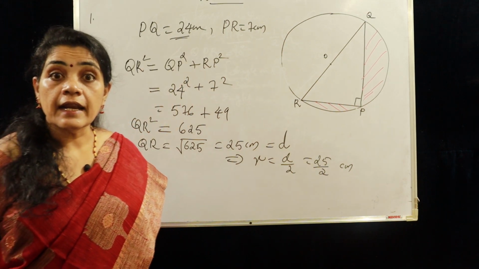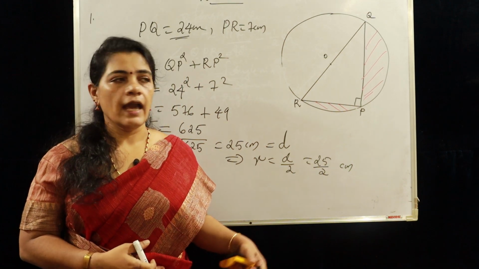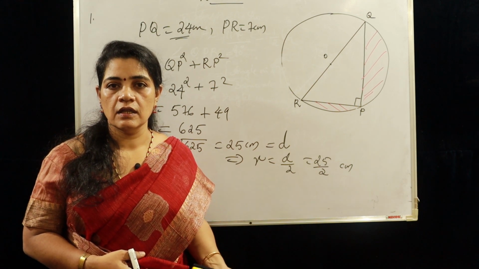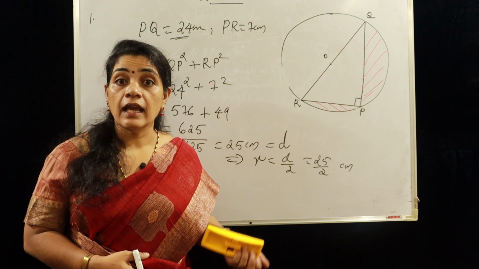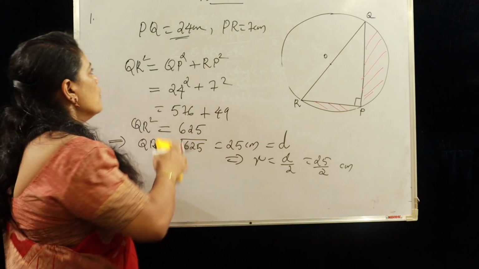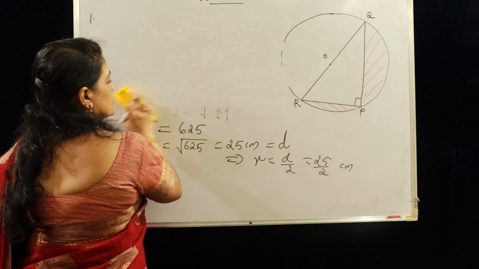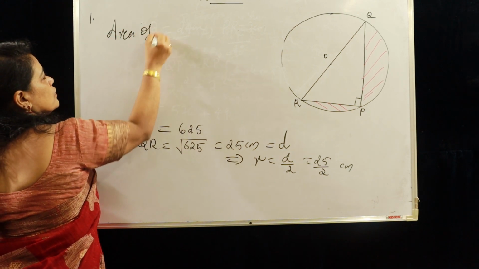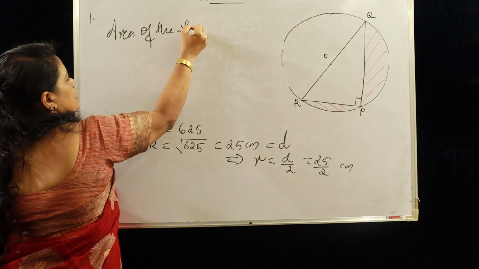Okay, this is the radius. And we can write that very important step, according to the question, in order to get the area of the shaded region, this is the formula.